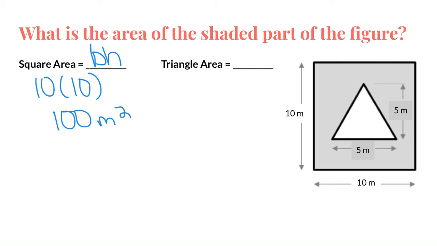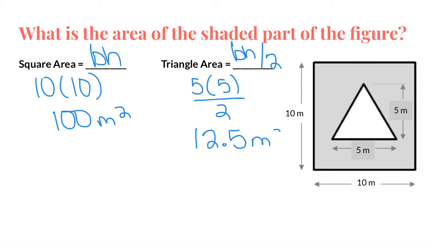How do you find the area of a triangle, Keelan? Very good. Base times height divided by 2. What are the base and the height of this triangle? 5 and 5. So we're going to multiply 5 times 5 and divide that by 2. What is the area of the triangle? Anybody know what half of 25 is, Fisher? 12.5. So 12.5 meters squared.